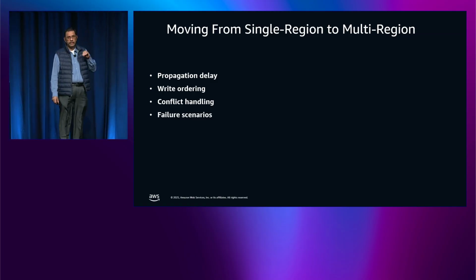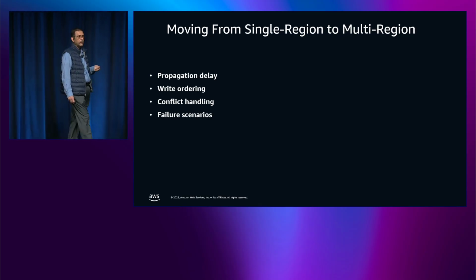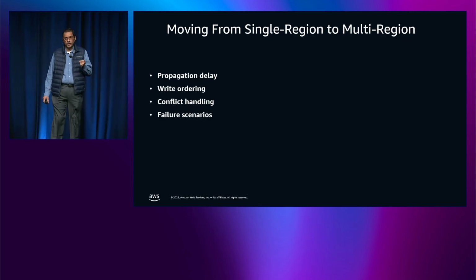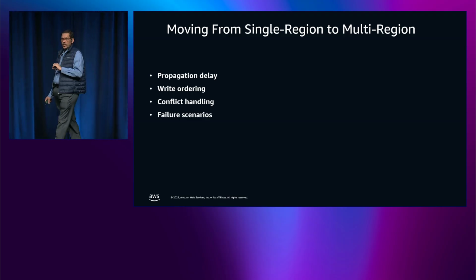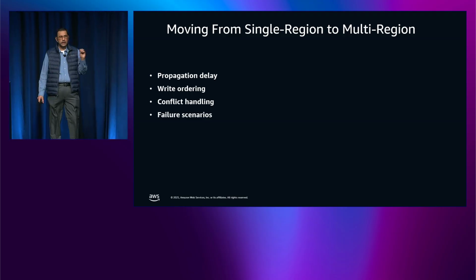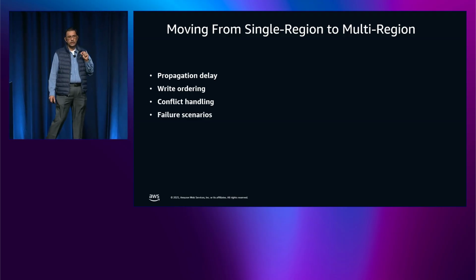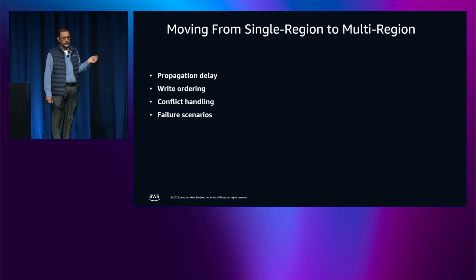So when you want to go from a single region setup, now this was already 3 availability zones, but if you go from 3 availability zones in one region to multi-region, you have to think about a couple more things. First, there's propagation delay between regions. Propagation delay between AZs is always much shorter than the propagation delay between regions. So this is something which you have to consider.